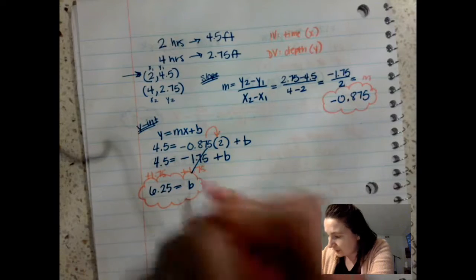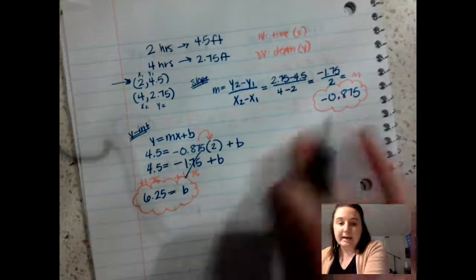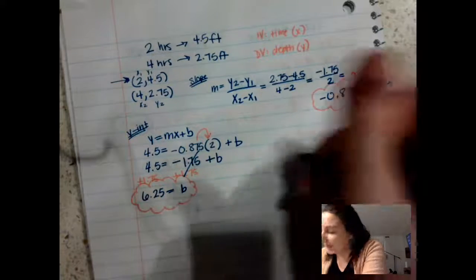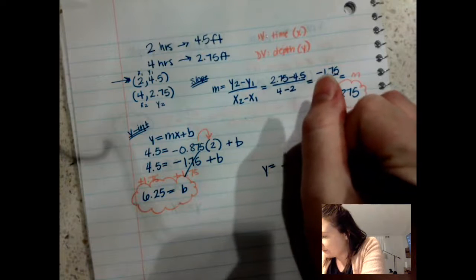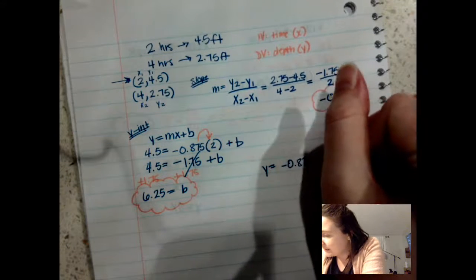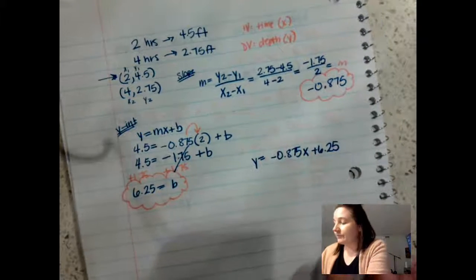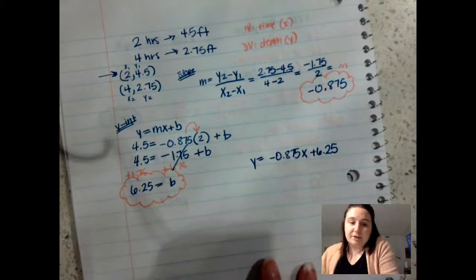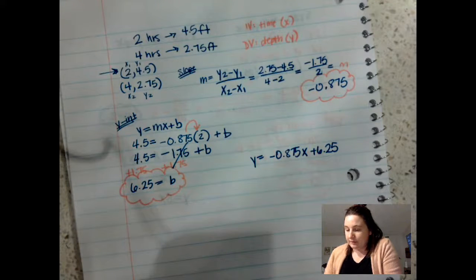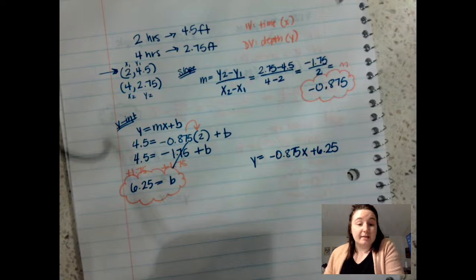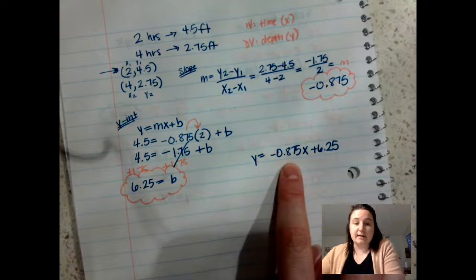So again, this goes in a cloud. Those are the two pieces that I need to write my equation. I need m and I need b. So I have y equals negative 0.875x plus 6.25. If you left this as a fraction, you could do that as well. The fraction of negative 0.875 is negative 7/8. So if you had that as negative 7/8, that's the fraction.